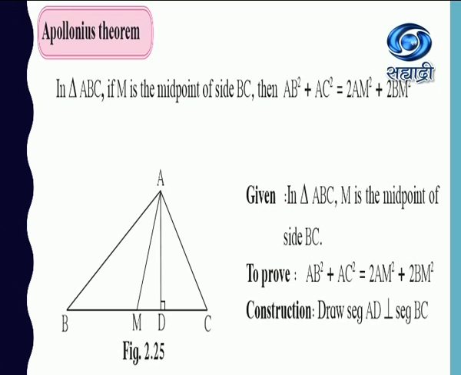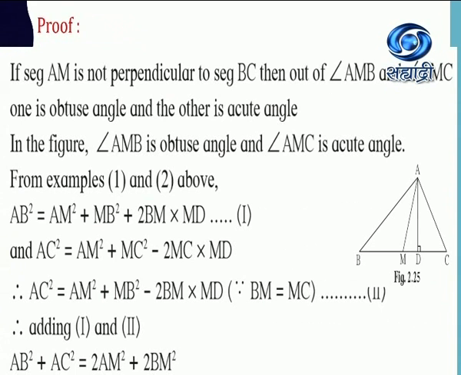So the construction is, as we are supposed to use Pythagoras theorem, there has to be 90 degrees. For that we have to draw a perpendicular AD to side BC, that is segment BC. Segment AM, we know it is a midpoint, but we don't know whether it is a perpendicular. So if segment AM is not perpendicular to segment BC, then out of angle AMB and AMC, one is obtuse and the other is acute. AMC is acute whereas AMB is obtuse.